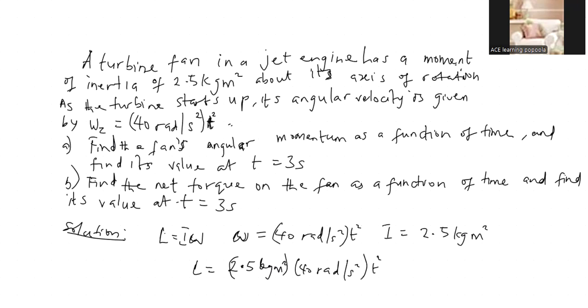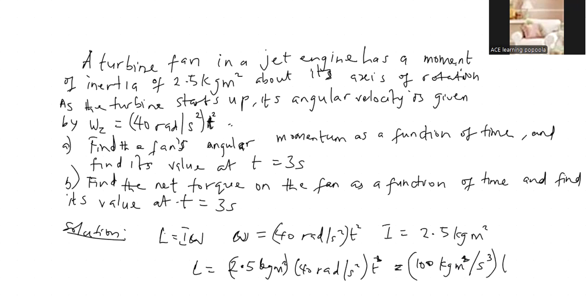So 2.5 times 40 gives us 100. Now we need to take care of all these units. It's going to become 100 kilogram meter squared per second cube. All right, now remember there's a t squared outside, so times t squared.